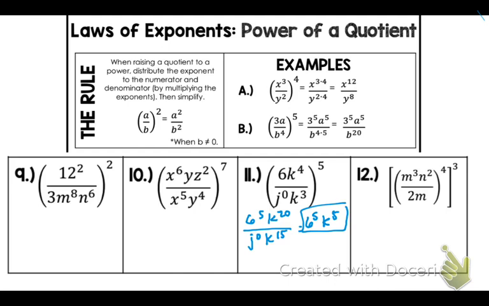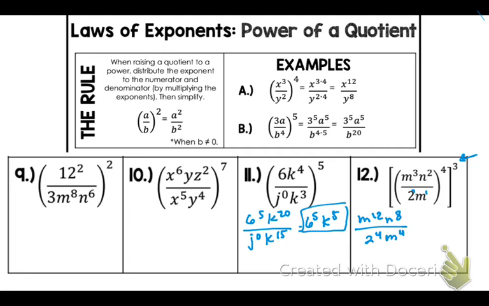All right, let's do number 12 now. For number 12, it's the same thing. So this is product and then power, but it's also quotient. So I'm going to do 3 times 4, 2 times 4, and then remember that this is a 1 here, that's a 1 here, so 1 times 4, 1 times 4. So m to the 12th power, n to the 8th power, 2 to the 4th power, and m to the 4th power.